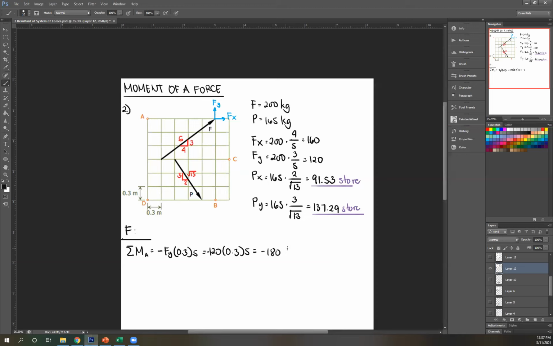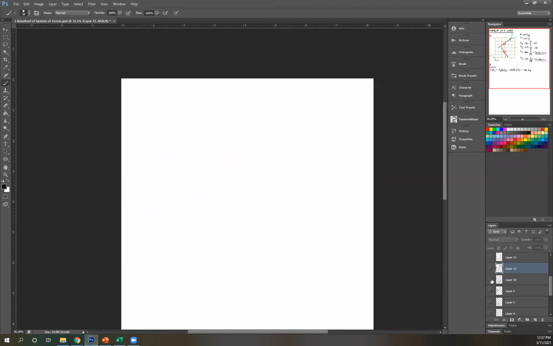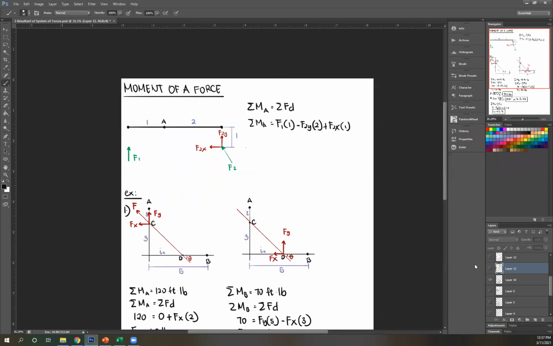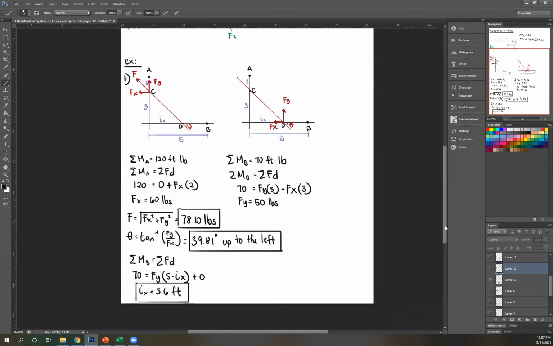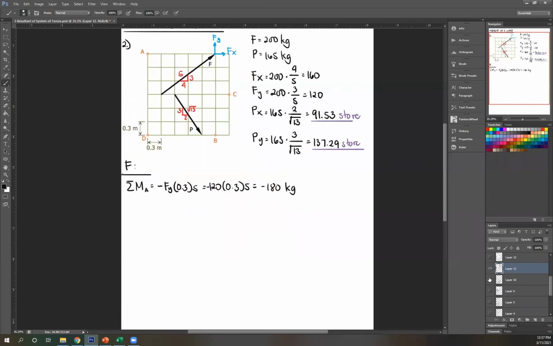Negative 180. Our unit of force is kilogram. And this is moment. So the unit of moment is the unit of force times the unit of measurement for distance. This is kilograms and our unit of measurement is meters, so the unit here is kilogram meter.